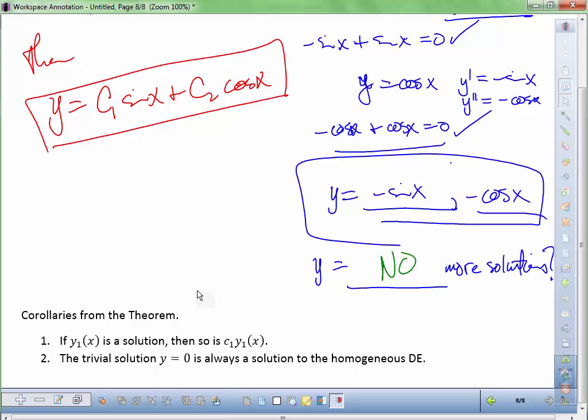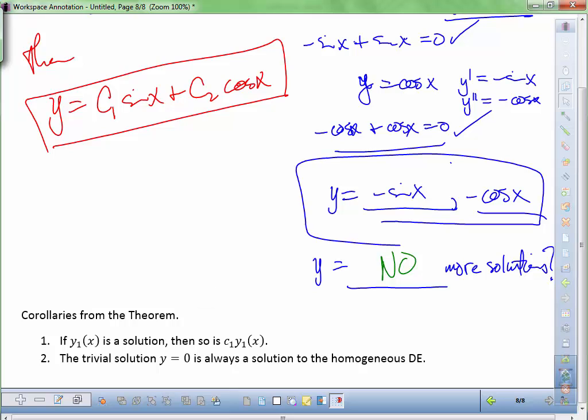A corollary is on the other side of that. Once you have this theorem, and you've proven this theorem, corollaries are things that would follow those theorems. And it was one of those things where it would follow so obviously that people don't usually prove corollaries. Because it's obvious. Let's see if this is obvious.